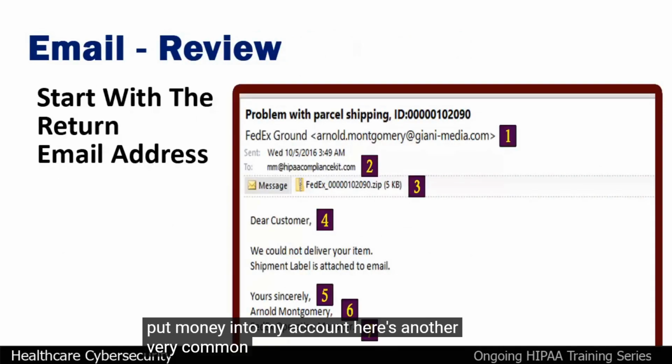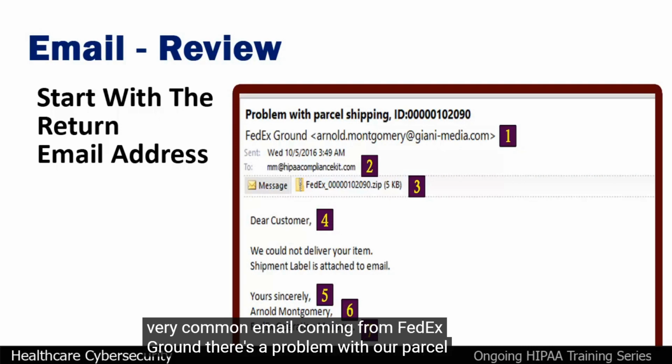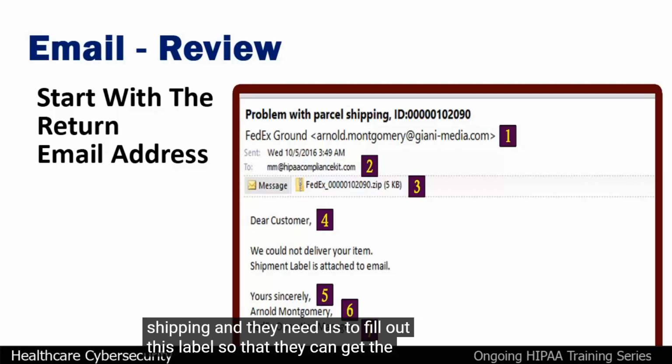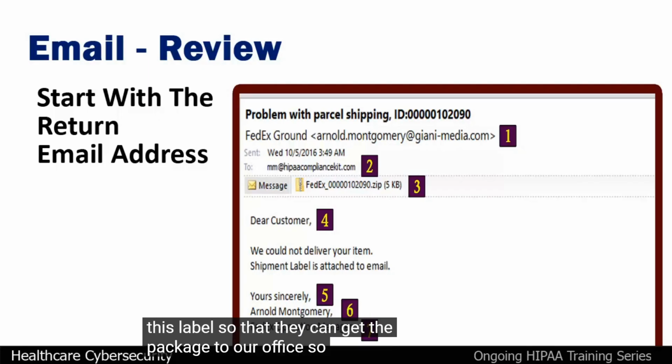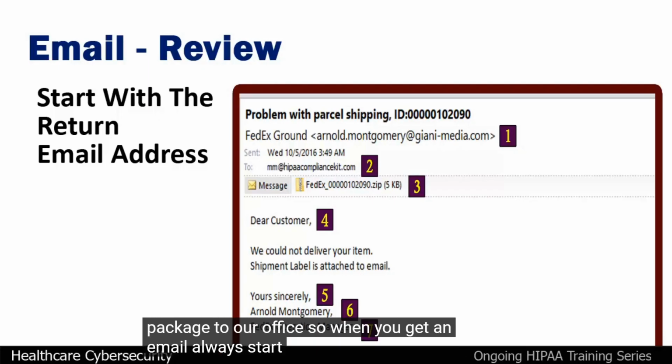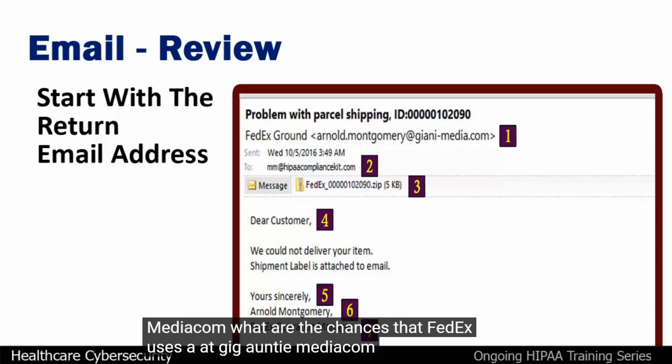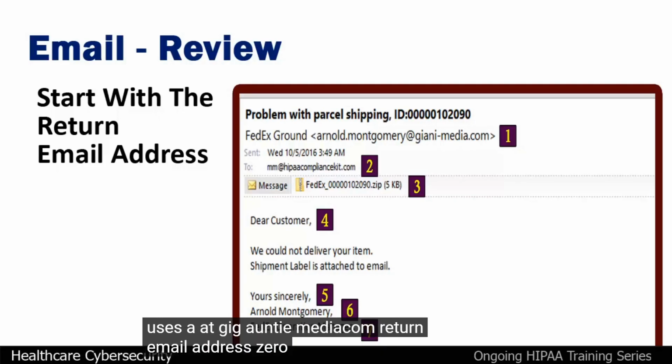Here's another very common email. It's coming from FedEx Ground. There's a problem with our parcel shipping, and they need us to fill out this label so that they can get the package to our office. So when you get an email, always start with that return email address. So it came from FedEx Ground, Arnold Montgomery at gigantimedia.com. What are the chances that FedEx uses an at gigantimedia.com return email address? Zero. You can disregard this email immediately.